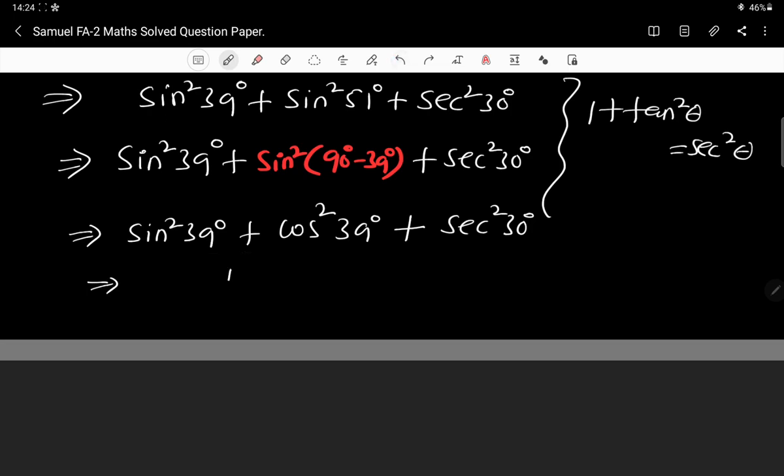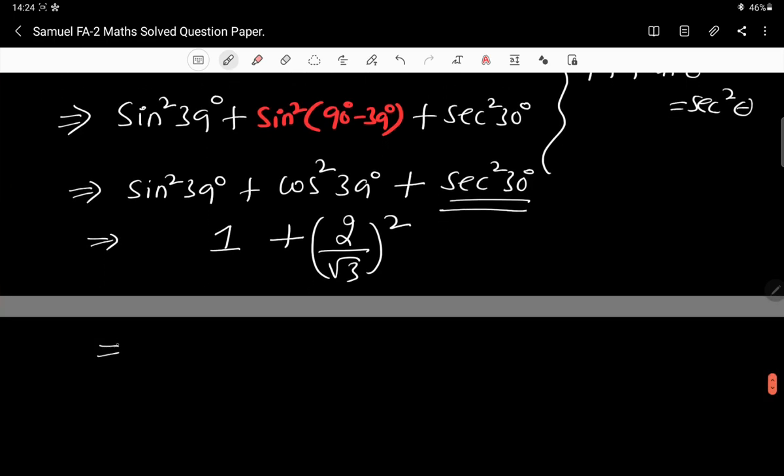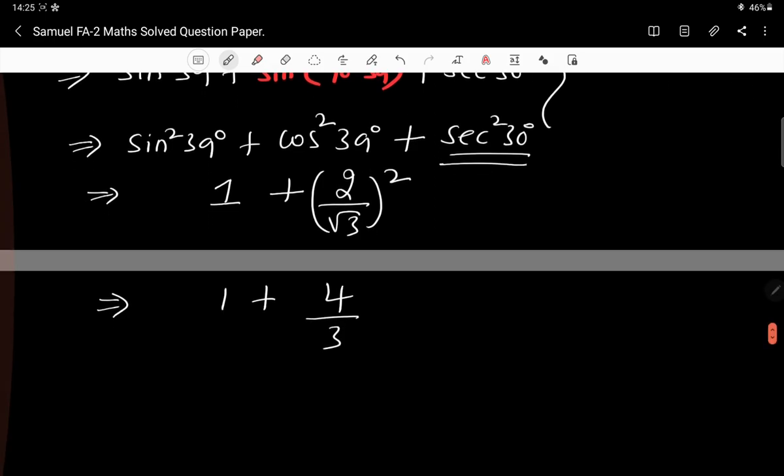So this value, sine square theta plus cos square theta, is 1. Plus again secant 30 means you have to remember cos 30. Cos 30 means sine 60. Sine 60 is root 3 by 2. And the reverse of that is 2 by root 3, whole square. Alright, if you don't know this trick, then go to the playlist Introduction to Trigonometry Complete Lecture. Then you will get to know about all that. Then it becomes 1 plus 4 divided by 3. 2 square is 4 and root 3 whole square is 3.